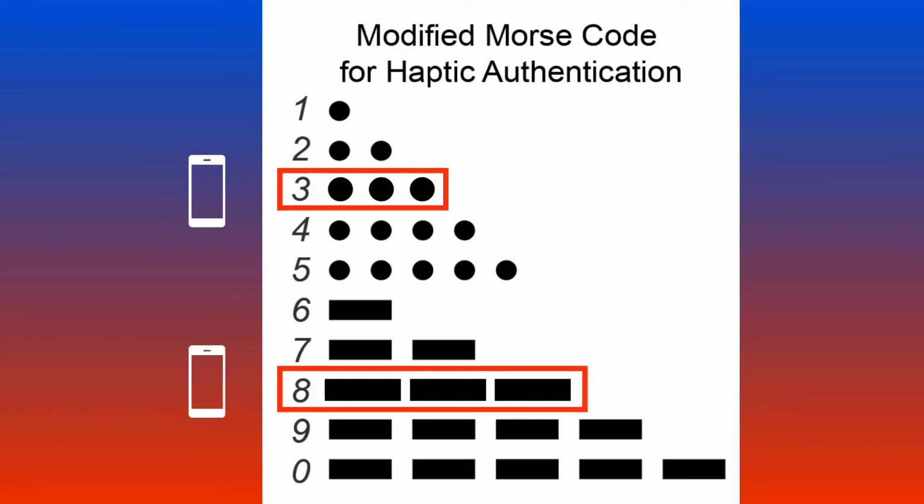We used haptic patterns to communicate the keyboard layout information to the user. Here, each number is represented by a unique haptic pattern based on a modified Morse code. For example, this is a vibration pattern of the number 3. And this is a vibration pattern of the number 8.